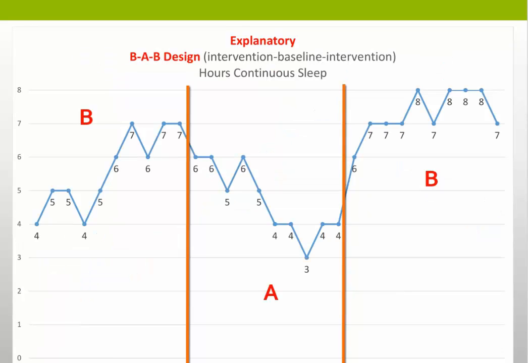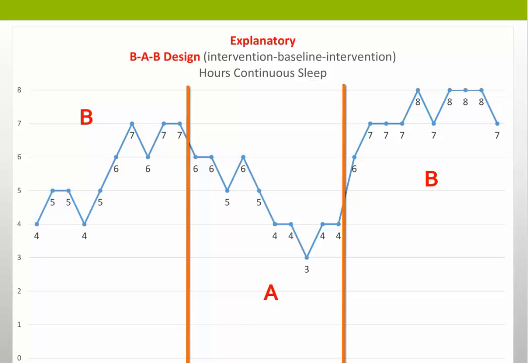On this next slide, then, we see a slight variation of ABA, and this is the BAB design. This is when the intervention is measured first, so that's labeled with the letter B, and followed by the baseline measure, which is labeled with the letter A, and then followed again by another intervention, the same intervention, letter B.